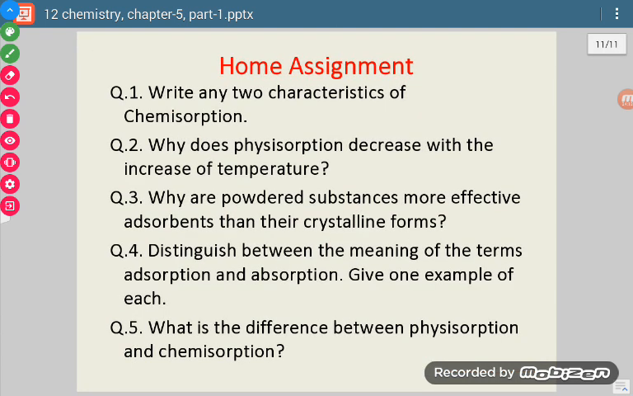Okay. Now on the basis of what we have done, you have to solve these home assignments.